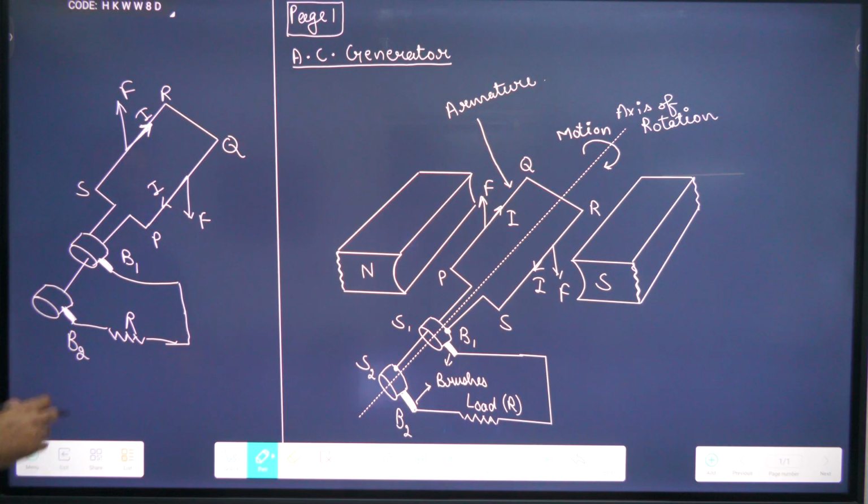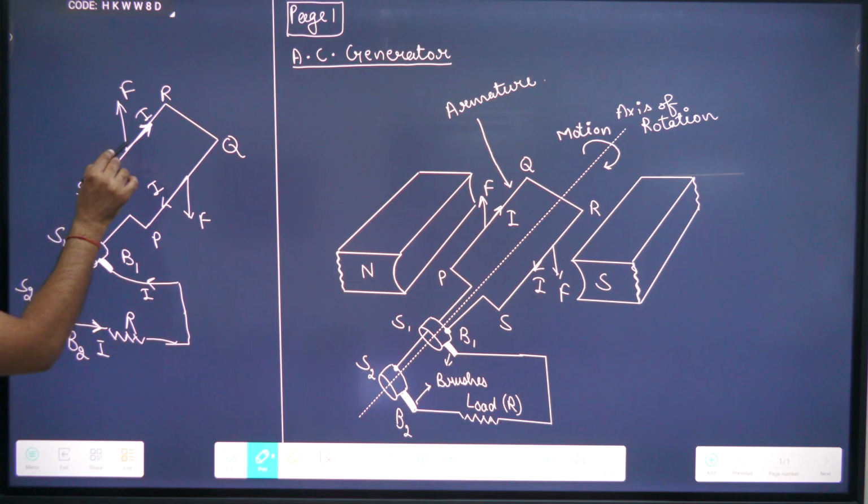So what will happen now? This time current is going to B2. Look, this current I is going to slip ring 2, and slip ring 2 is connected to B2. Then the current will go like this and complete its path, and B1 is connected to S1, and S1 is connected to this. So in this way, current is completing its path.